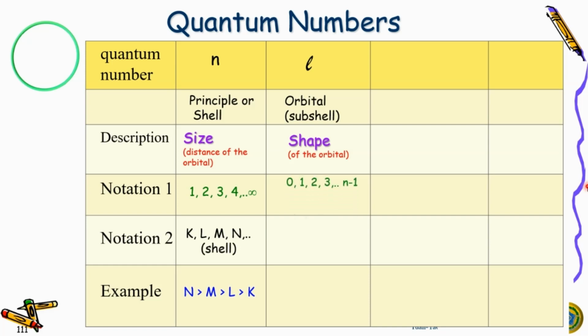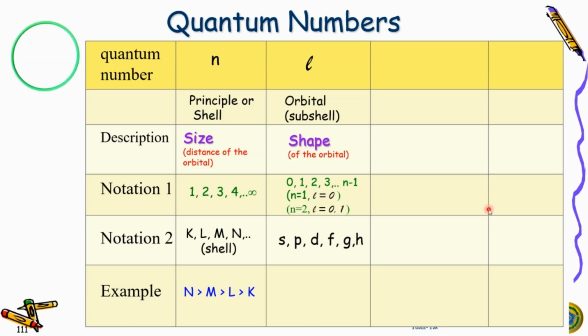So the notation again can be 0, 1, 2, 3, up to n minus 1. What does that mean? If n equals 1, then L equals 0. If n equals 2, there are two options, that means L equals 0 or 1. That's the first notation, notation 1.